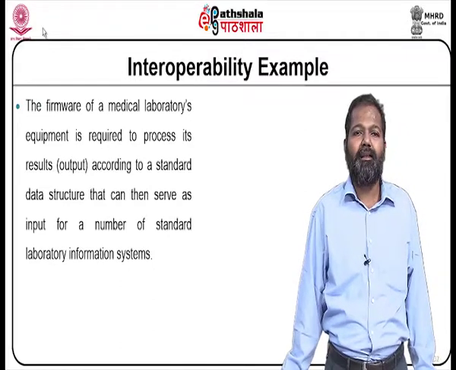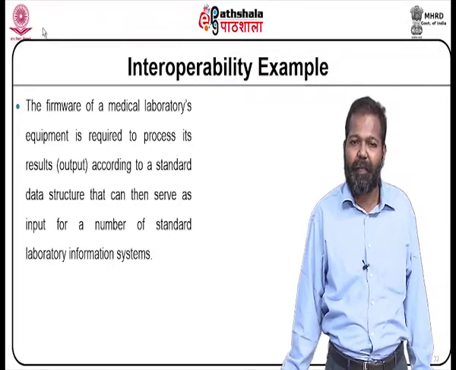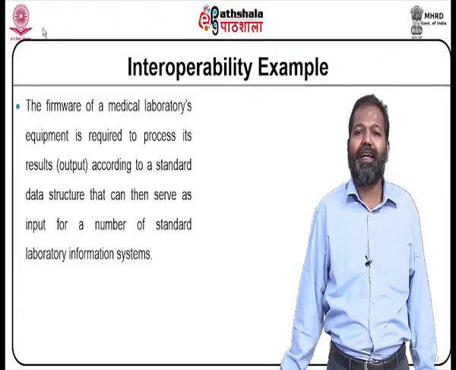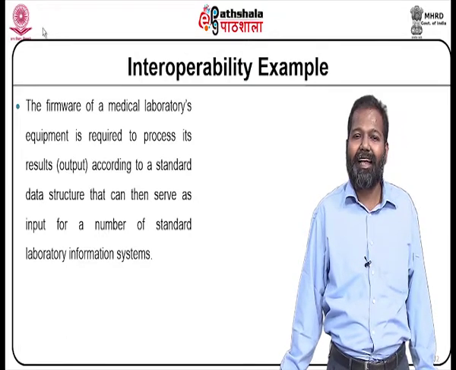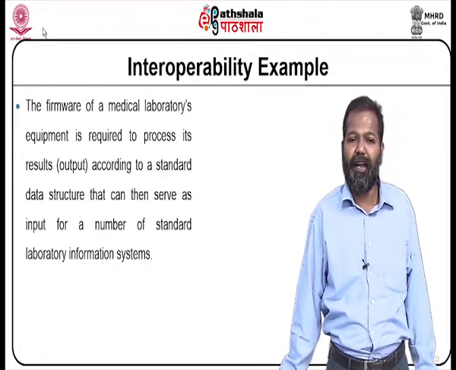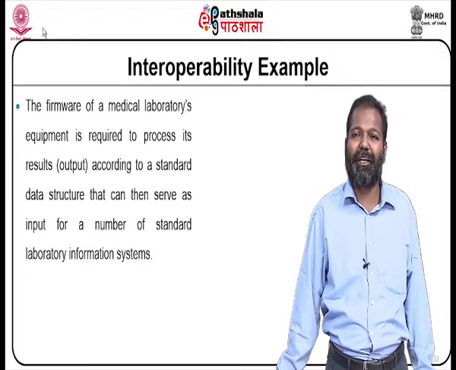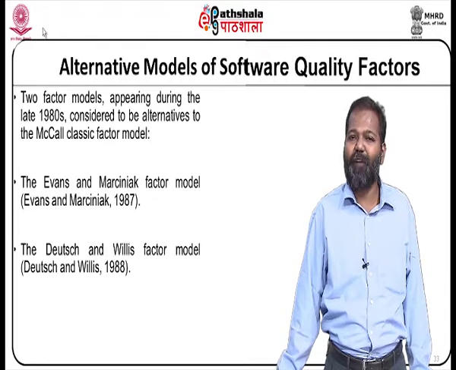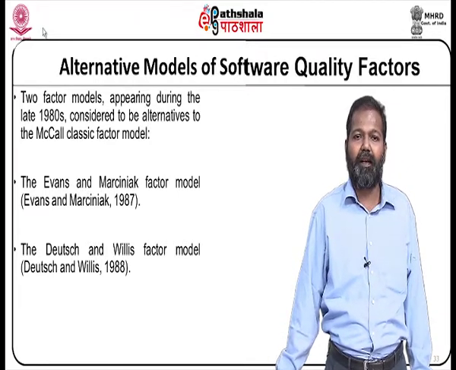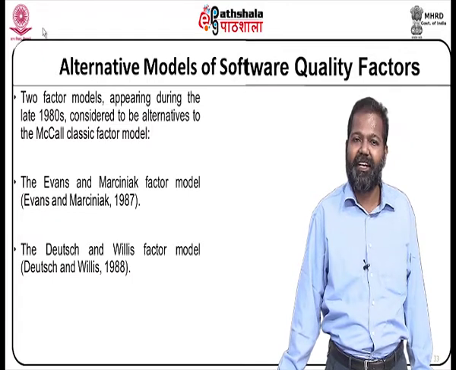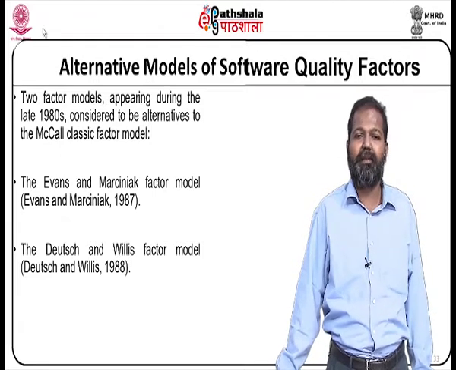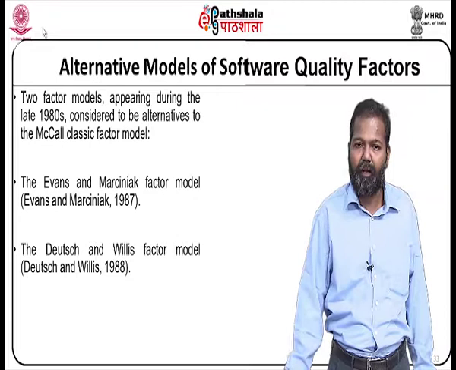Interoperability example: the firmware of a medical laboratory's equipment is required to process its result according to a standard data structure that can then serve as input for a number of standard laboratory information systems. Alternative models of software quality factors: two-factor models appearing during the late 1980s considered to be alternatives to McCall's classic factor model, the Evans model and the Wills factor model.